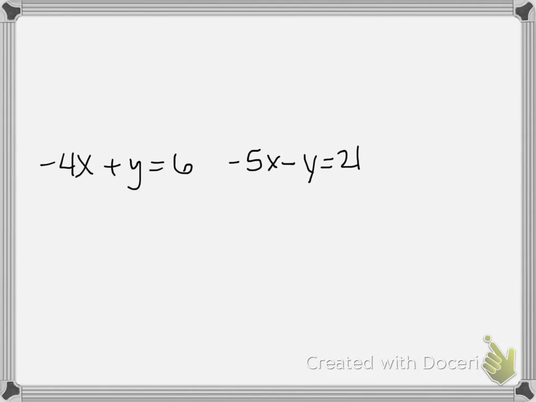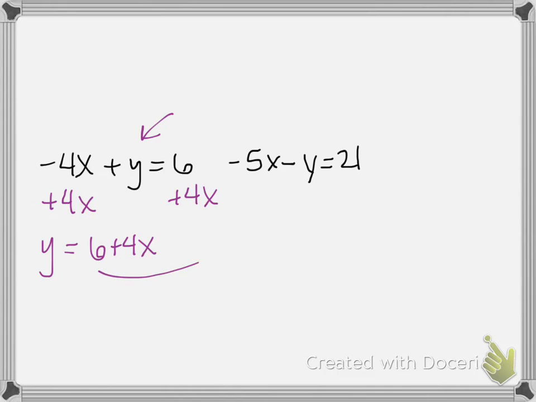Okay, I don't have x or y by itself, so I want to look at the problems and try to figure out which one would be easier to get one by itself. It looks like this y would be pretty easy to get by itself because all we have to do is add 4x over. So let's go ahead and do that. So we got y equals 6 plus 4x. Okay, now I can replace this in for y. Remember to put it in with parentheses.